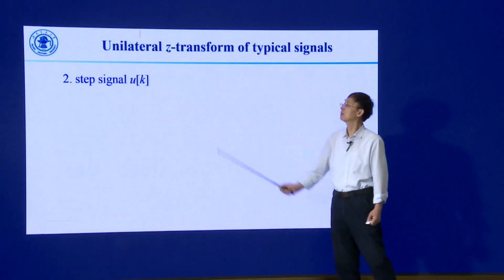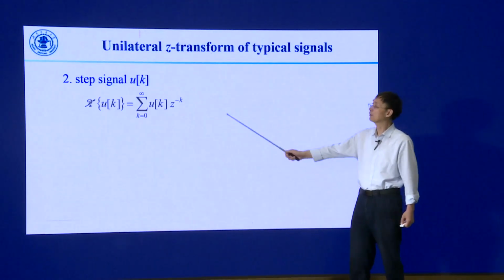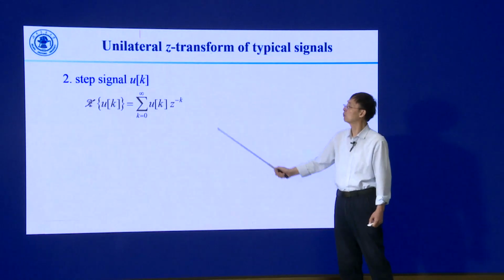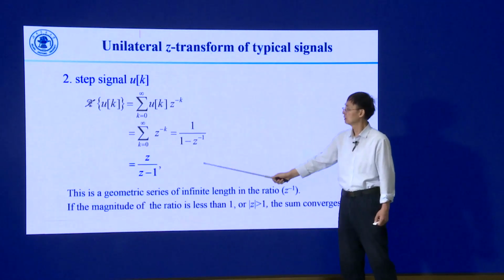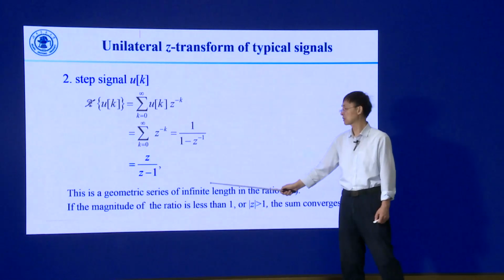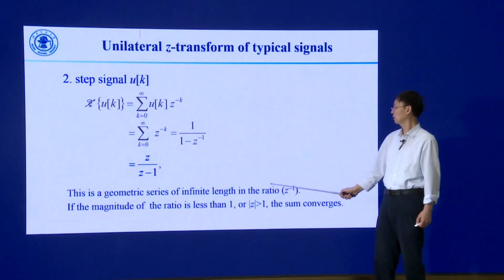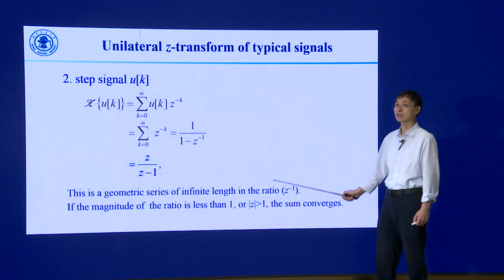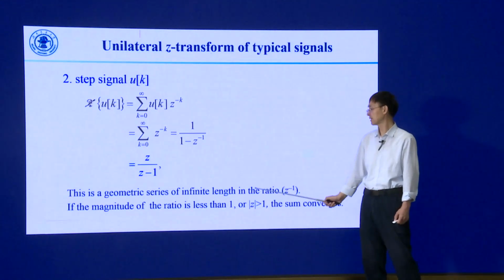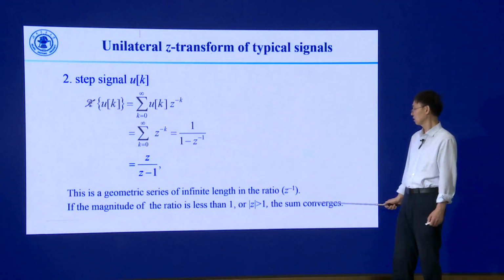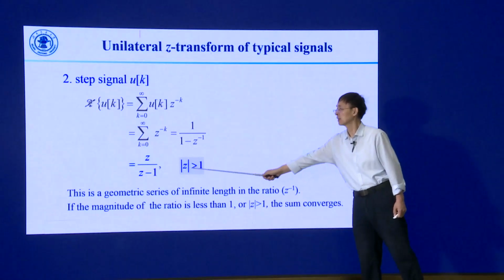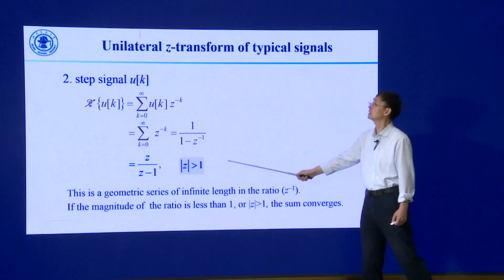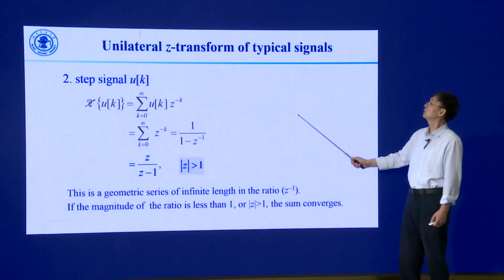For the step signal, according to the definition of the unilateral Z transform, we can get this expression. This is a geometric series of infinite length in the ratio. If the magnitude of the ratio is less than 1, the sum converges. So we can get the ROC for this Z transform.